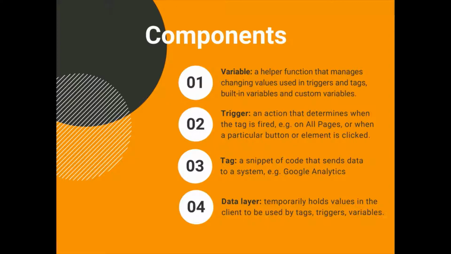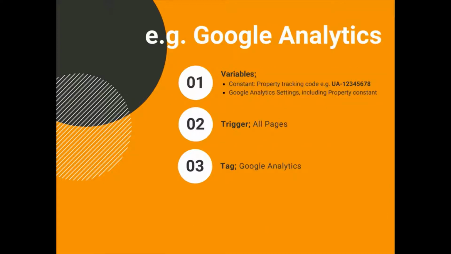And then the fourth element we have is this data layer. And to be honest, this is where I start to glaze over a little bit with Google Tag Manager. I need to do some more delving in. But essentially, because Google Tag Manager is running its code and then it's running these other tags on an as-needs basis, the data layer temporarily holds these different values within the client to be used by the tags and triggers and variables. So we're not going to delve into the data layer too much today. We're going to focus on tags, triggers, and variables.